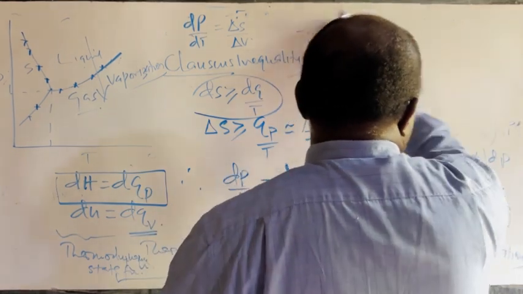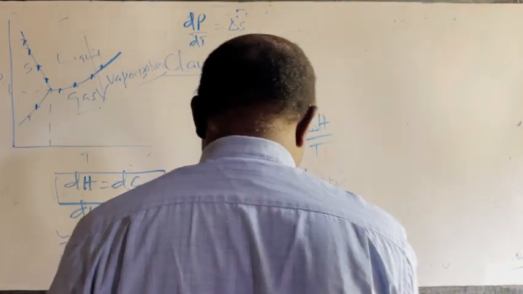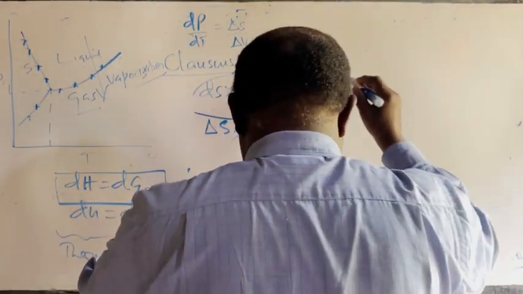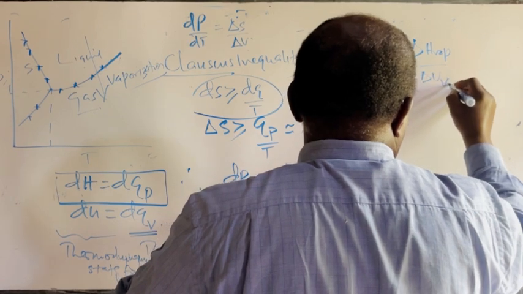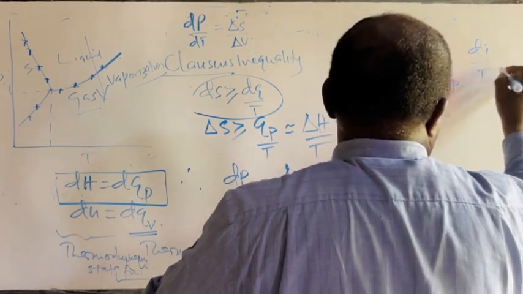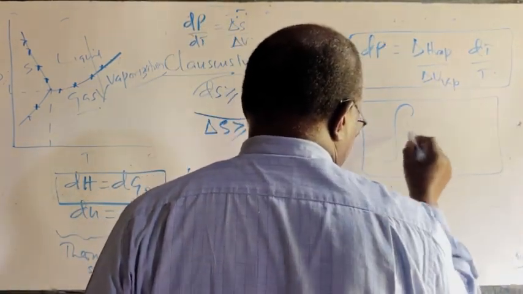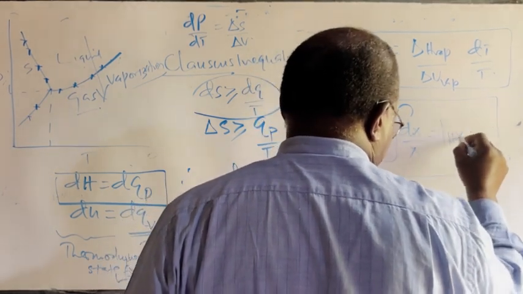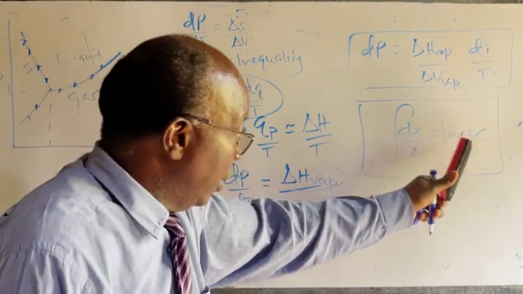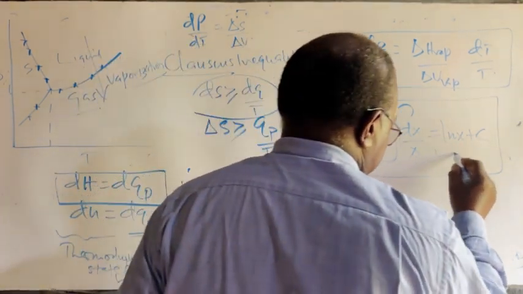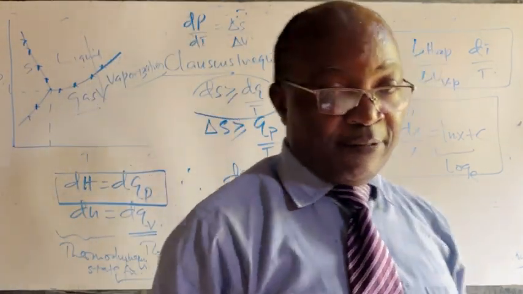Let me just give you a hint before we move to it at some point. If we rearrange these quantities, then we will have dP equals delta H vaporization over delta V vaporization times dT over T. And already you are familiar with this. Remember we said if we use the mathematical identity that the integral of dx over x becomes the natural log of x plus c, because you don't put boundaries, so we have to have the integration constant, and natural log is log to base e, not log to base 10. If you go to log to base 10, then you have to multiply it by a factor of 2.303.